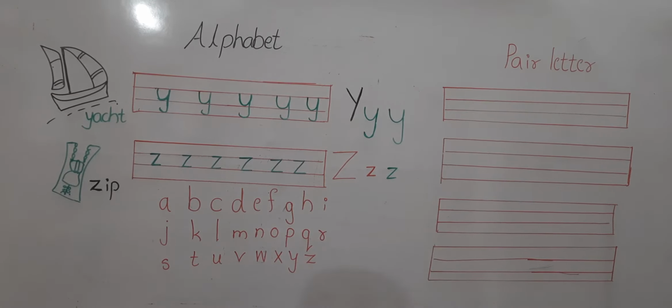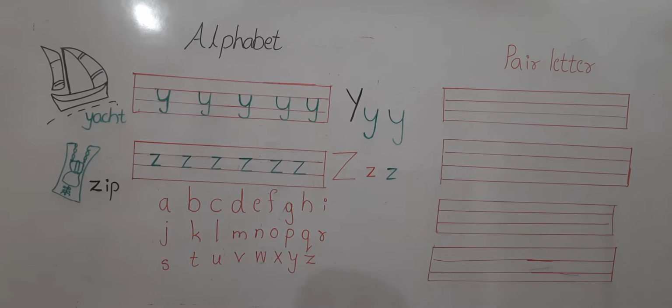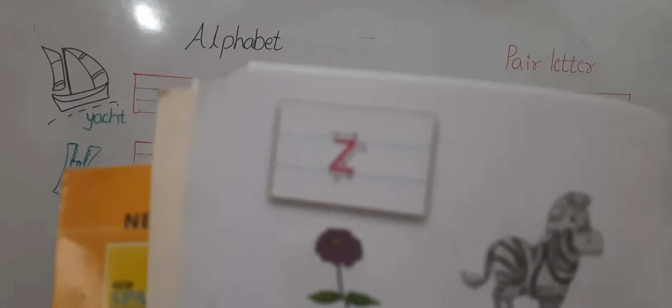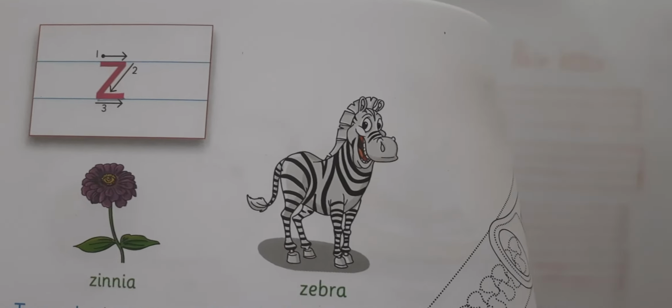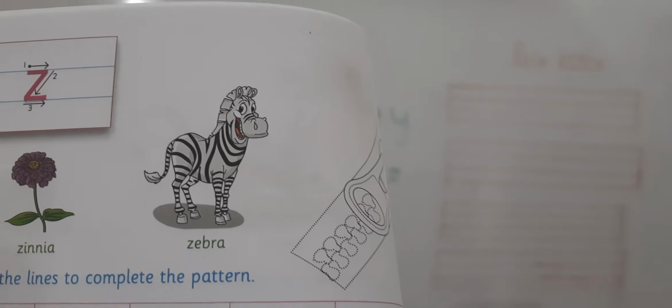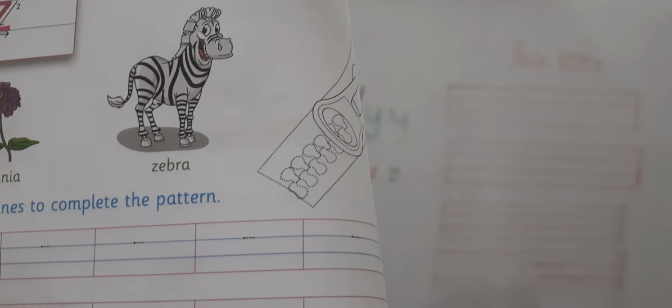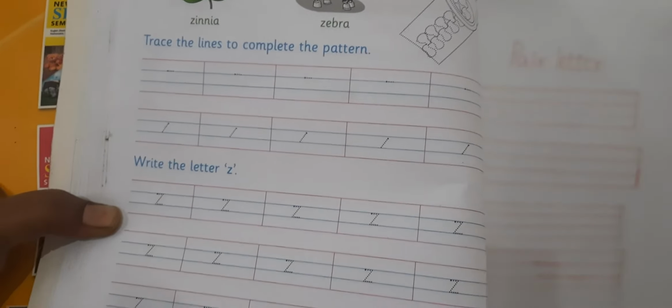Yes, children, this is the letter Z. Yes. First, draw one sleeping line, then slanting line, then again sleeping line. This is the letter Z. Z for zebra, Z for zoo, Z for zip. And after, you have to trace it on the letter Z. Okay.